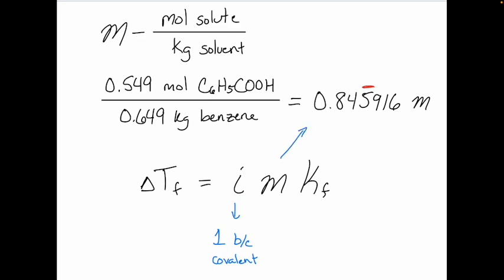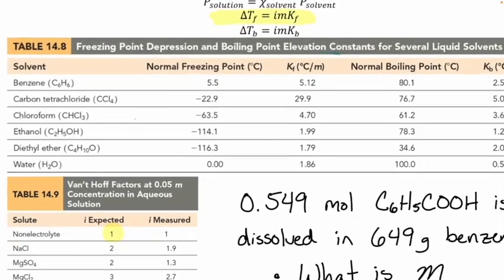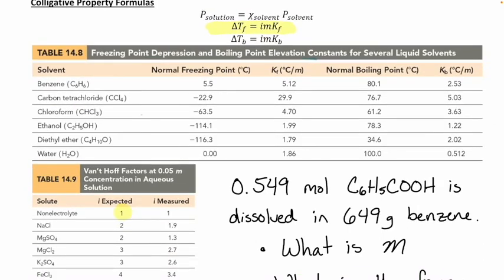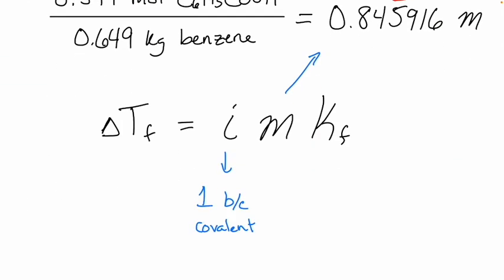And where do I get that Kf from? From the table, right? So I'm going to go up here, and where on this table am I going to look? For benzene, right? That's my solvent. So I'm going to look for my solvent benzene. That's this first one here. I'm going to follow that over until I get my Kf value, my 5.12 degrees Celsius per molal. All right, so for this problem here, 5.12 degrees Celsius per molal.